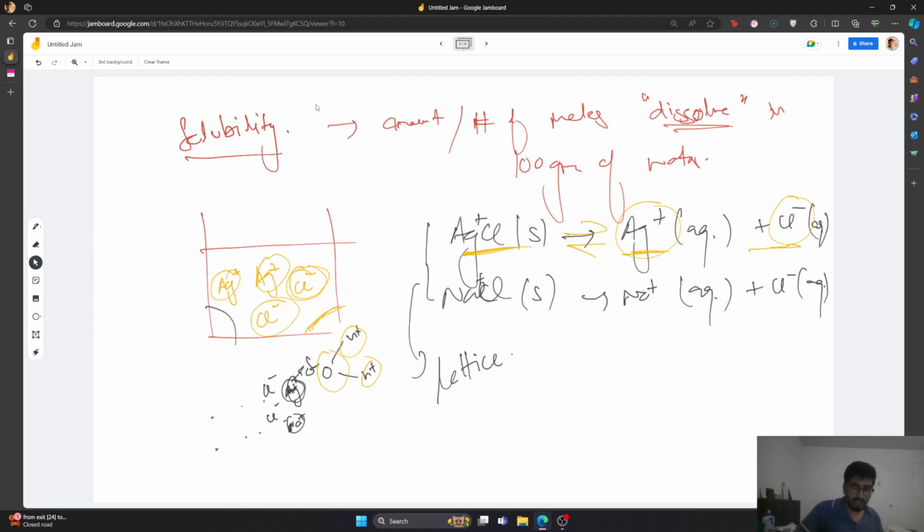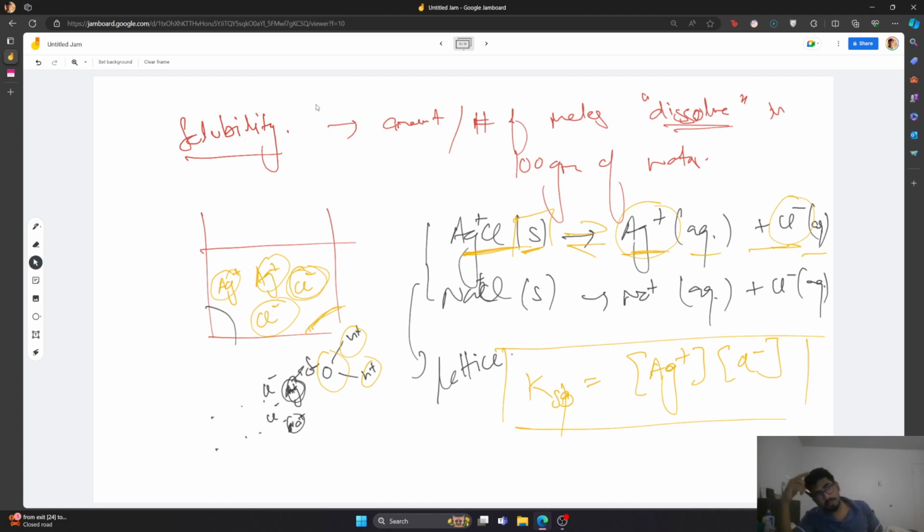So whenever there is equilibrium, you can always write K of that equilibrium. In this case, we write it as KSP, or solubility product. So this can be written as the concentration of Ag plus times Cl minus. Both are in aqueous form, so we write the concentration of the aqueous species. We don't write the concentration of a solid, which is just a lattice. So we do the same thing as we did for the ionic product Kw, where we take this and merge it into Kc, and forget about everything else. So we get what we call KSP.